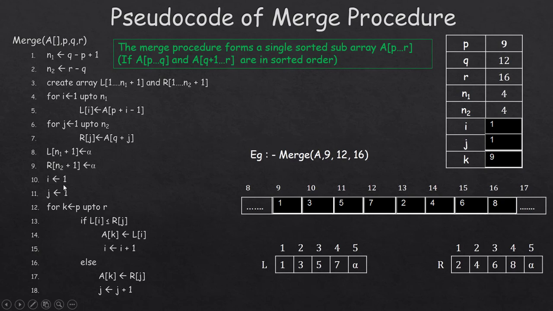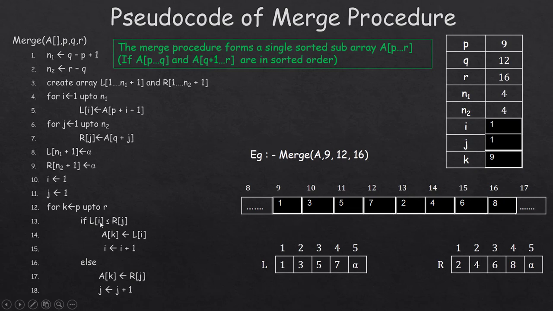Then I am initializing the value of I as 1 and also j as 1. So I equals 1, j equals 1. Then I have a for loop. The K value will iterate from P to R. P is 9, R is 16, so it will iterate from 9 to 16. The initial value of K will be 9. Here I have a condition: L of I less than or equal to R of j.